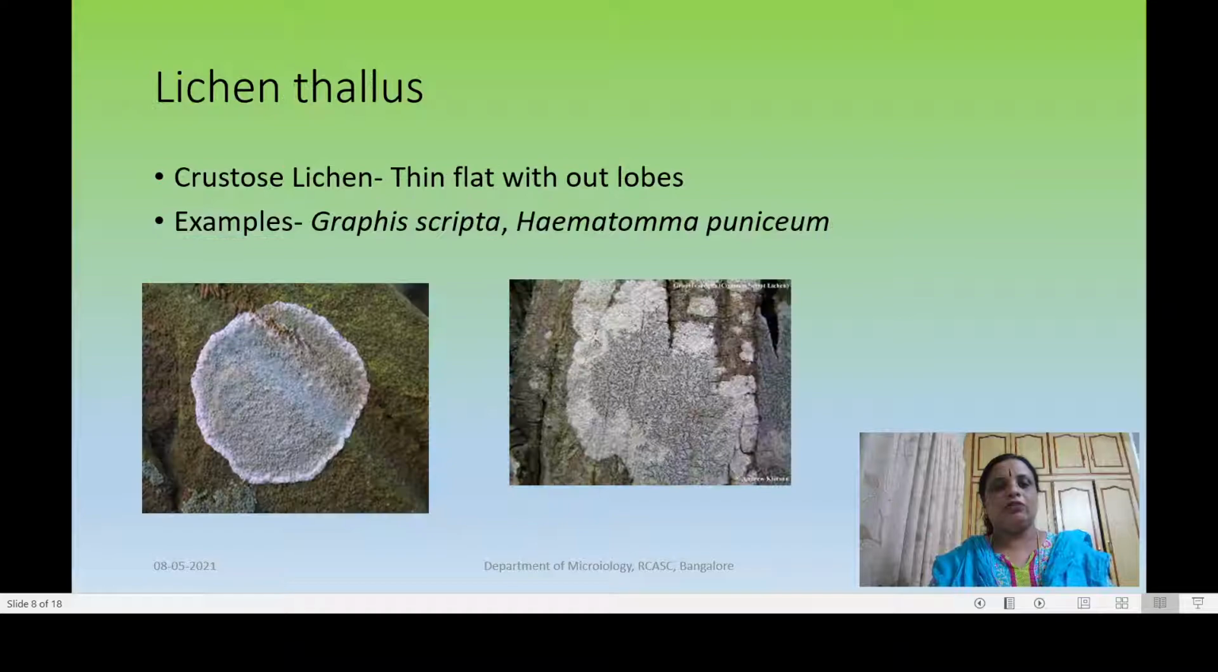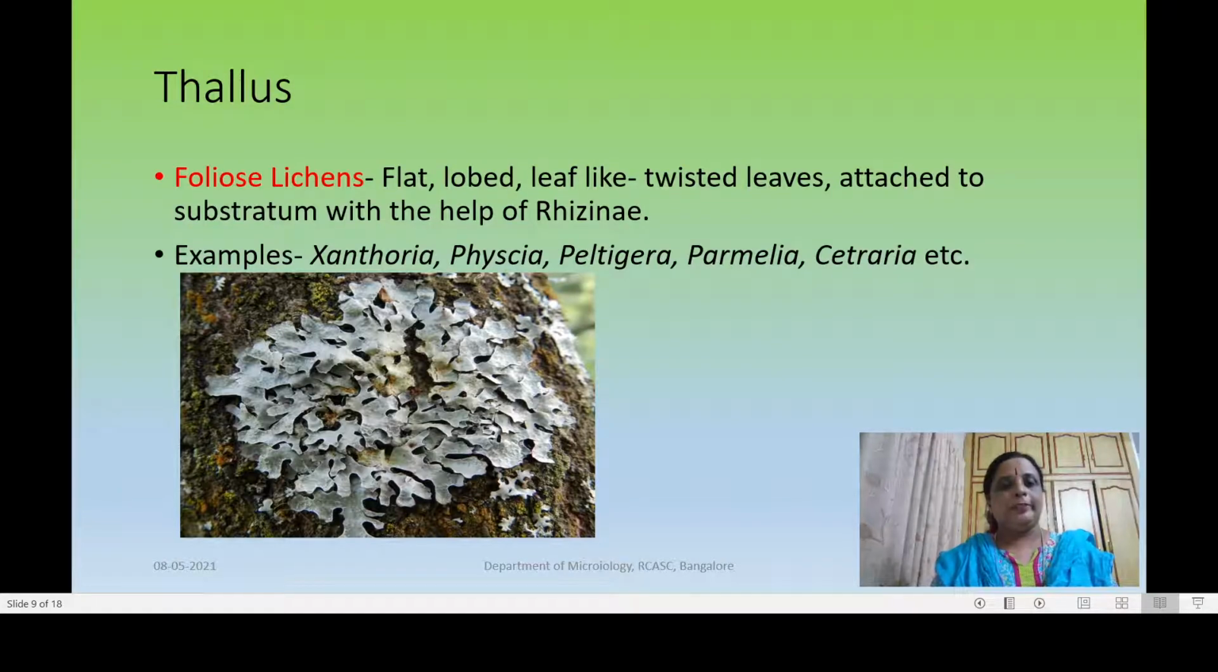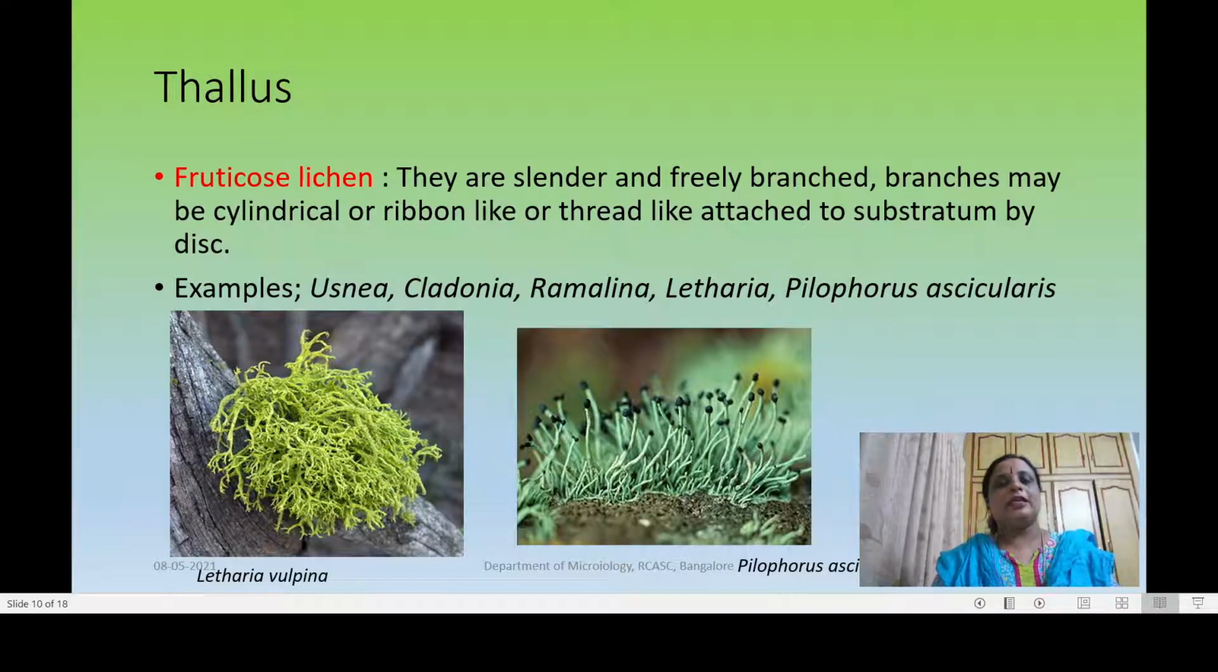Whereas in the case of crustose, there is no such attachment, no special structure for the process of attachment. The entire thallus is found firmly attached onto the substratum. Whereas here, in foliose, there is a special structure called rhizinae for attachment. And here, in fruticose, there is an attachment disc for the process of attachment.